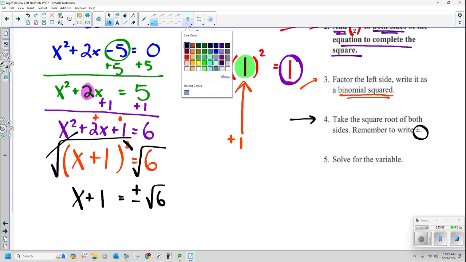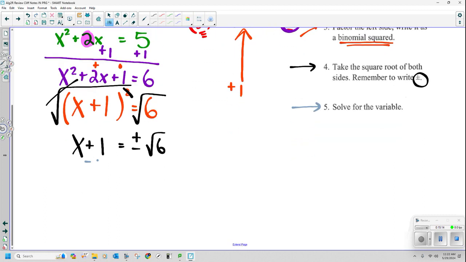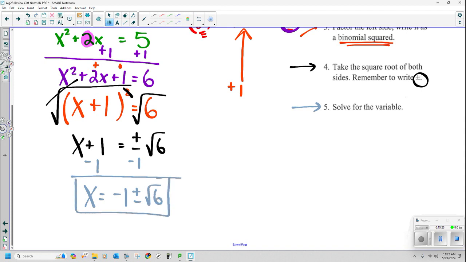And last but not least, we'll do this in some sort of cool blue. When it says solve for the variable, there's really just one more step left. We're just going to subtract 1 from both sides. So x equals a negative 1 plus or minus the square root of 6. Woo!